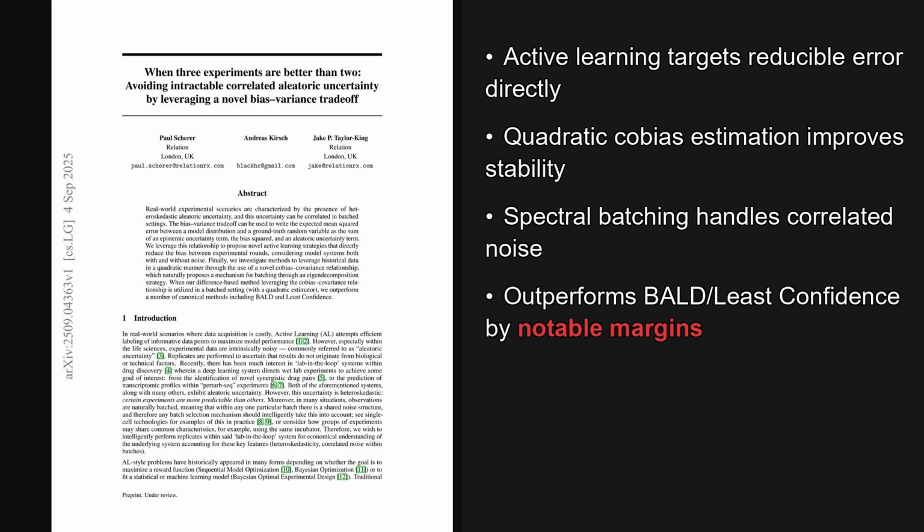Wrapping up, 2 takeaways stand out. Prioritize reducible error by tracking how point-wise error drops between rounds, and use quadratic Cobias estimation with eigendecomposition batching to steer clear of correlated noise. The broader implication is smarter lab-in-the-loop experiments that waste fewer measurements.